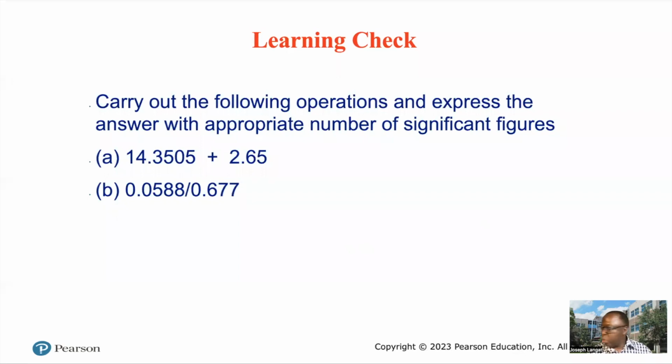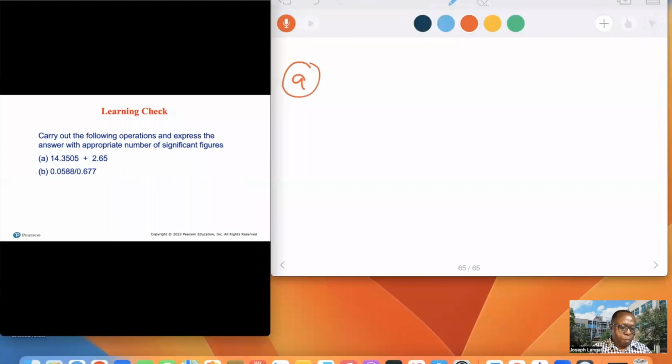If you want to double check, in A, I will use my calculator real quick, to show you what the value for A will look like. 14.3505 plus 2.65, and what I see is 17.0005. It is more than what we need. This has 2 places of decimal, this has 4 places of decimal. We should have 2 places of decimal, and that means we're gonna stop right here.